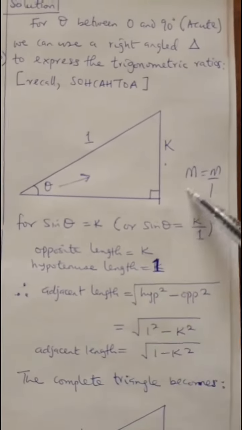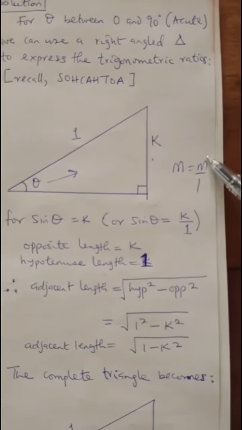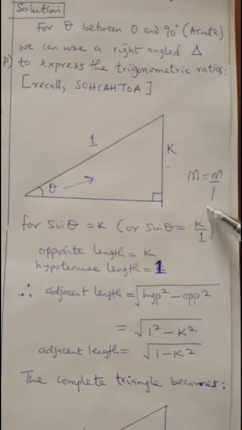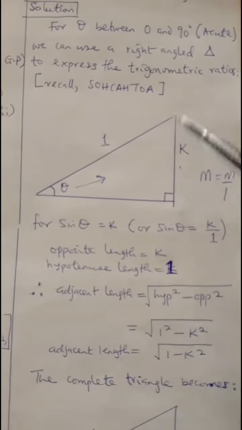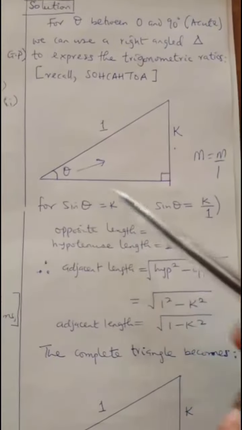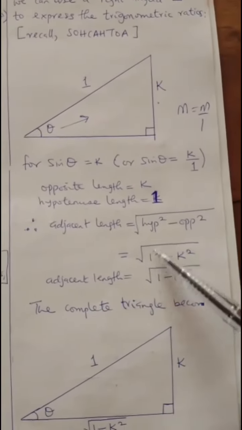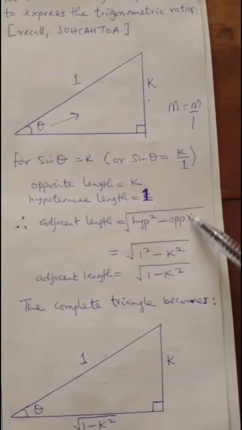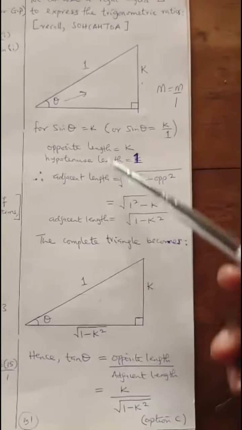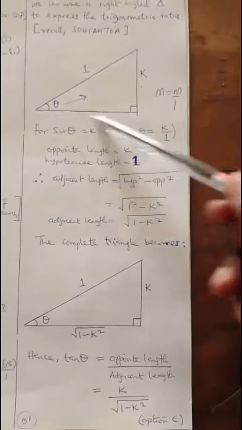So our opposite over hypotenuse. Opposite is m, or sorry, k for our question, and 1. Just put 1 as your hypotenuse. So if you've gotten your hypotenuse and your opposite, you can easily find your adjacent using Pythagoras theorem. So hypotenuse squared minus opposite squared, 1 squared minus k squared, to get the adjacent side.